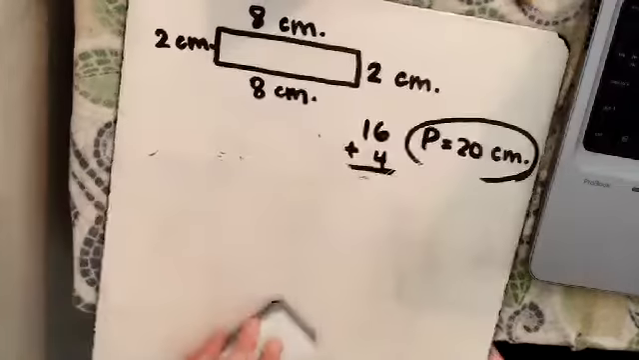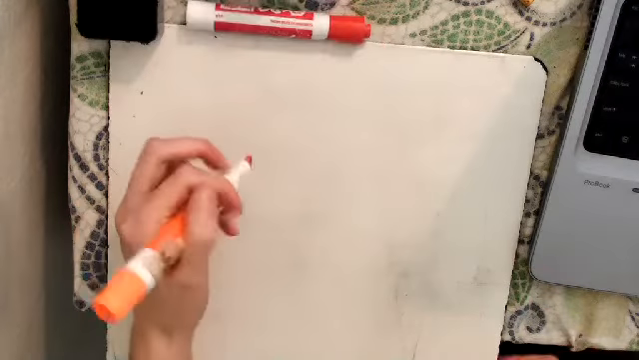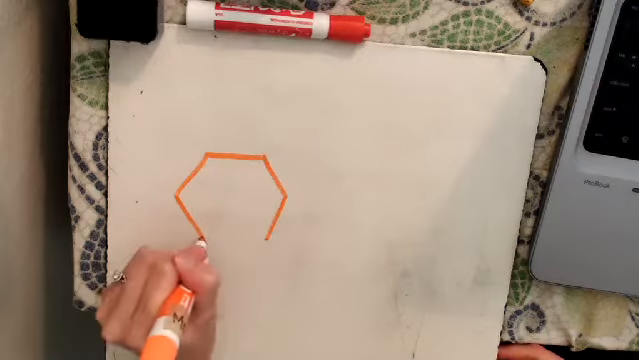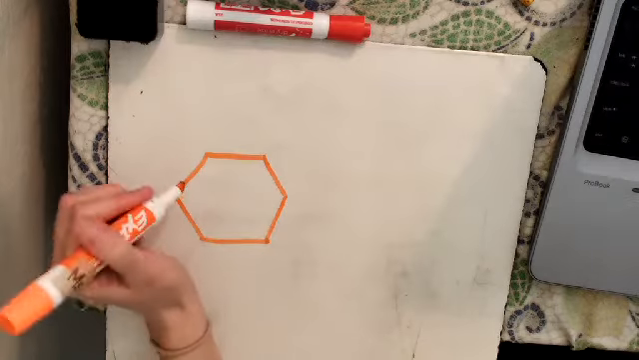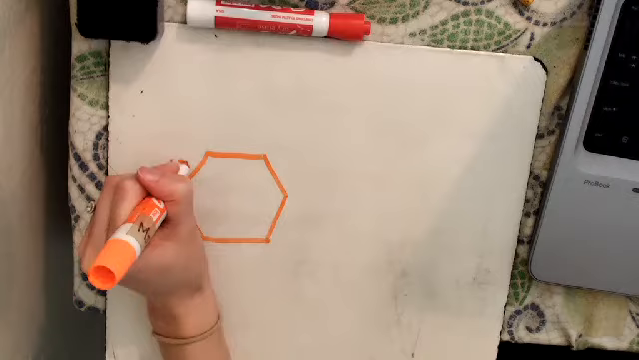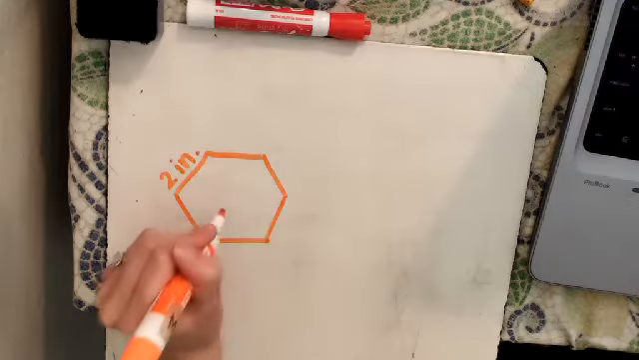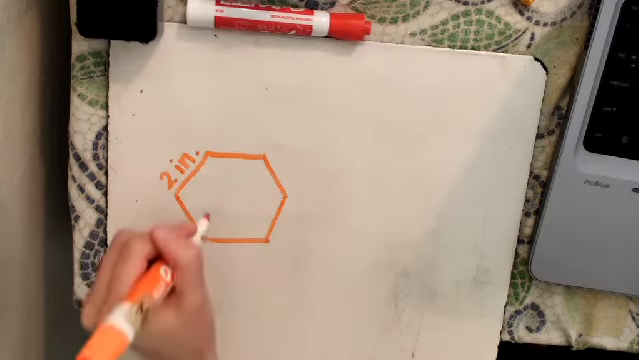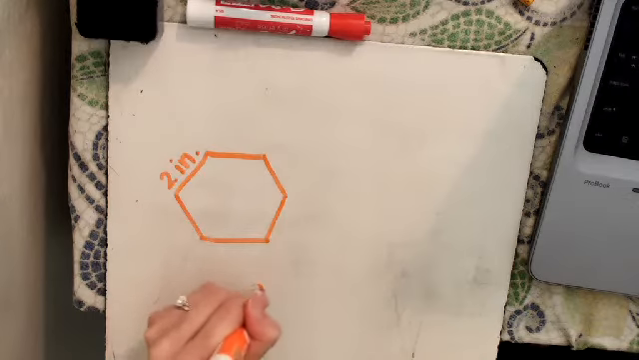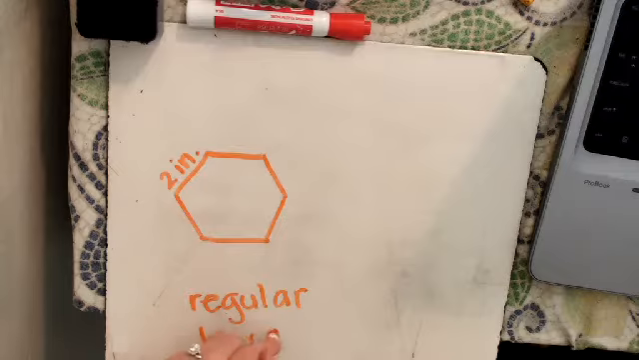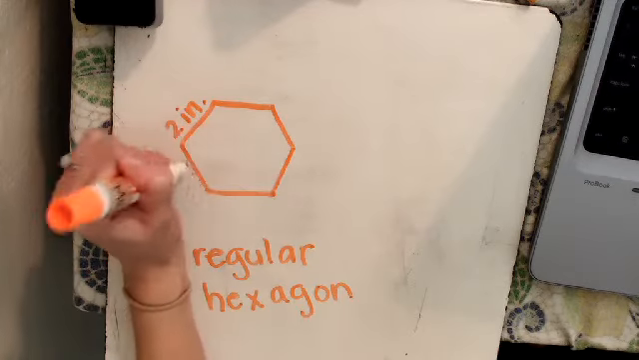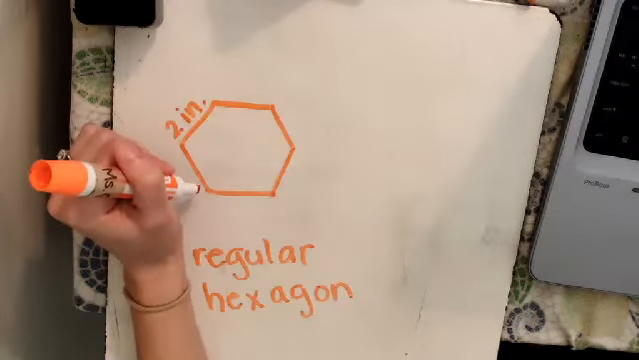This time, we're going to do a hexagon. So, here comes the hexagon. How many sides does a hexagon have? If you said six, good job. Okay, that's a hexagon. And this side, let's say, is 2 inches. Now, if I don't tell you this is a regular hexagon, can you find the perimeter? You cannot. No. You can only find the perimeter if I tell you this is a regular hexagon or a regular polygon. But I will go ahead and tell you, yes, this is a regular hexagon. So first, find the missing side length, then find the perimeter. Pause the video and solve.